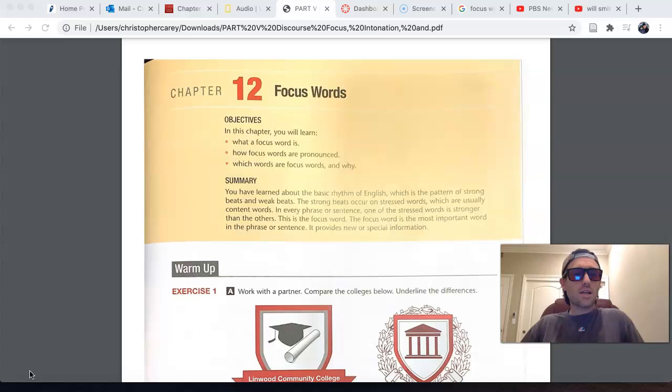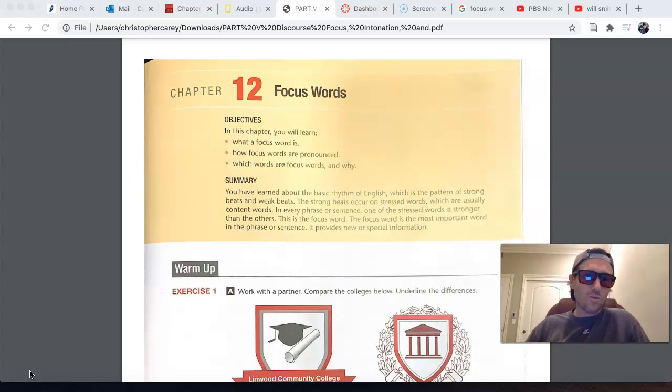Today we're going to be working in Chapter 12, which is focused on focus words, ironically enough. Thus far in this section of the textbook, Section 4, we've been focusing on rhythm and the rhythm that is created when we stress content words and de-stress or unstress function words.